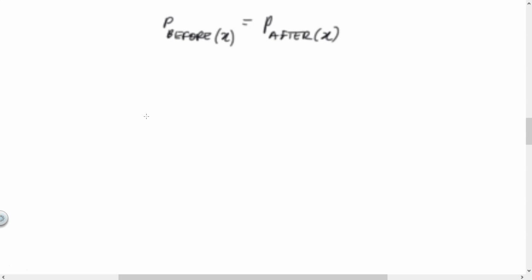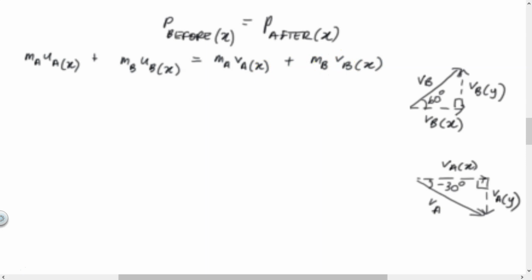So let's look at momentum before and after in the x direction. Firstly, we'll expand this equation out. Now we can simplify this because the initial velocity of the 3 kilogram ball was 0, so that makes that 0. Okay, so we're going to look at the final velocity of A in the x direction and final velocity of B in the x direction.